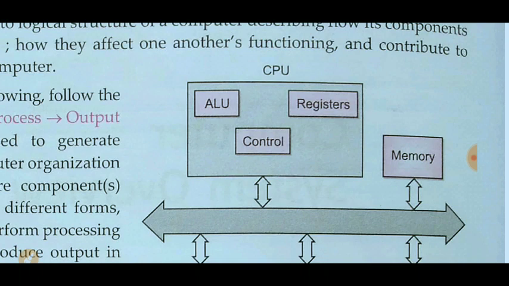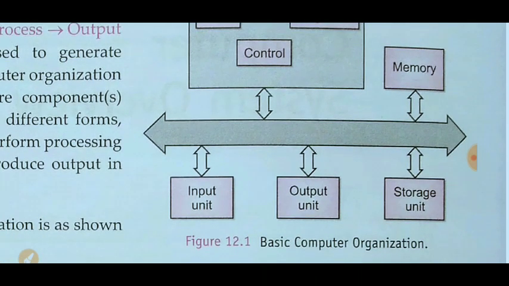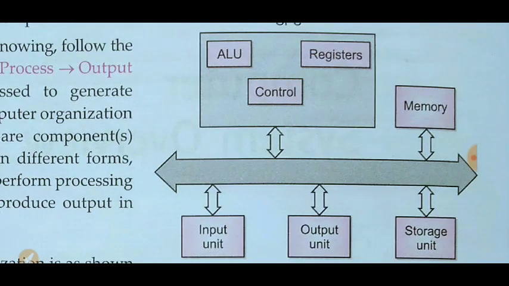Then the final result again goes to the memory, and if we want to store this value in the computer system, then it goes to storage unit, otherwise it will display through the output device. I hope this basic organization of computer, this block diagram, you understand. What is the purpose of register? Register is nothing but it is used to store intermediate result or temporary values.